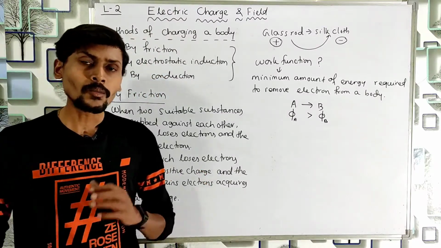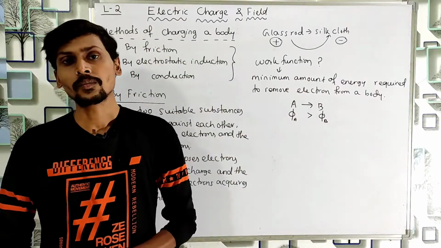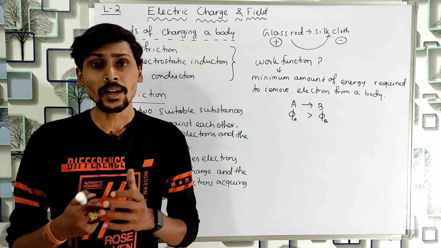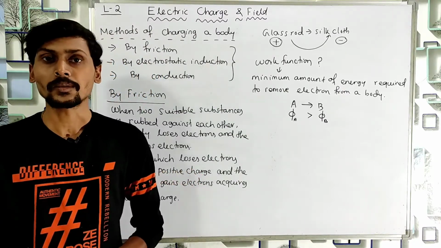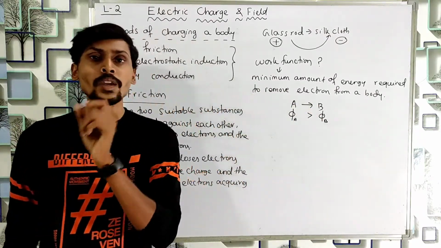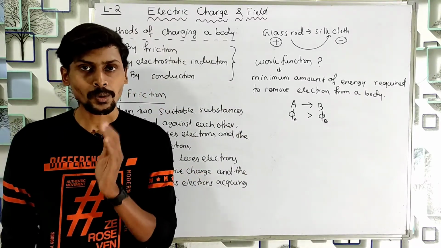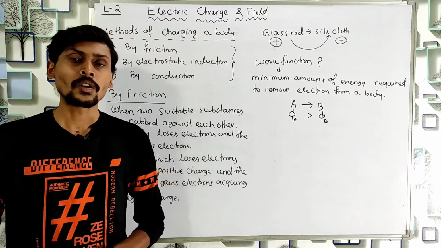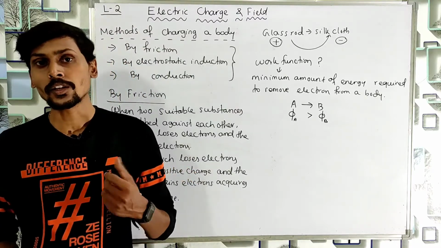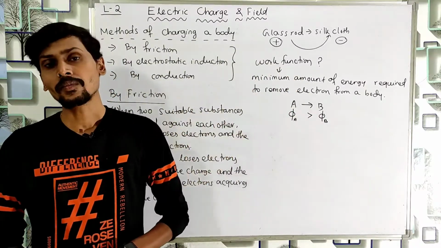It means we need more energy to remove an electron from A than from B. So it is easier to remove electrons from B because we need less energy to remove electrons from B. So when you are rubbing A with B, substance B will lose electrons and substance A will gain electrons, meaning the substance having a higher work function will gain electrons and the substance having a low work function will lose electrons. So B will become positively charged and A will become negatively charged.